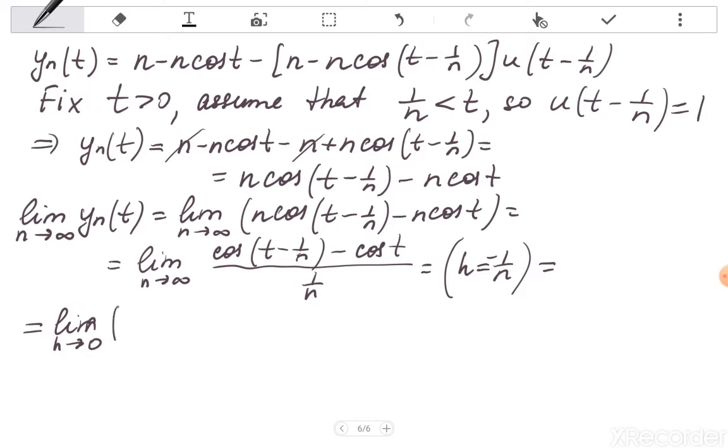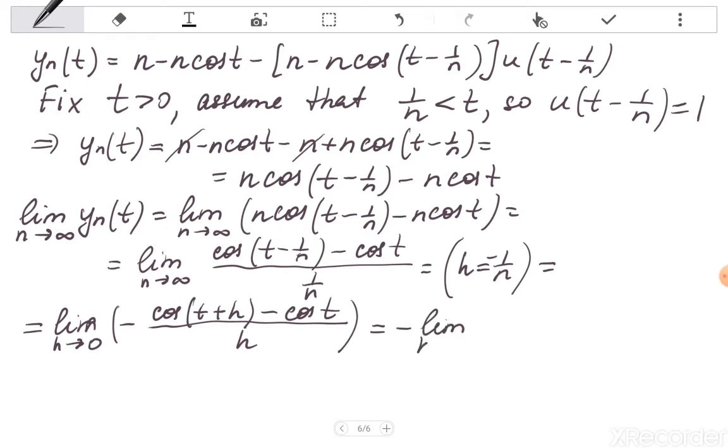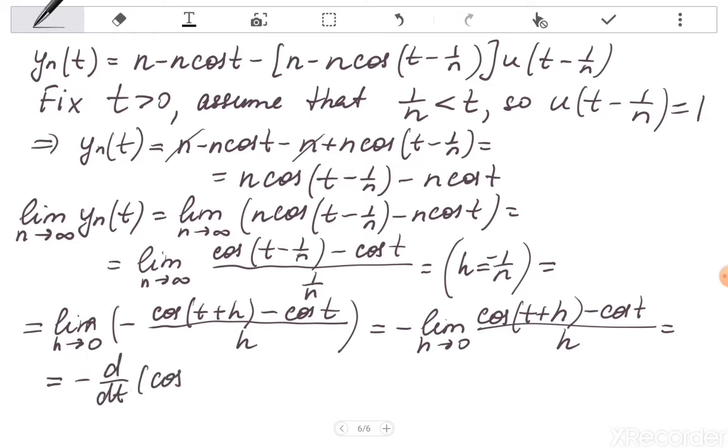So let's write it as minus cosine t plus h minus cosine t over h. This is minus limit h approaches 0 of cosine t plus h minus cosine t over h. And this is exactly the definition of the derivative of cosine, right? So this is minus d dt of cosine of t. And as we know, the derivative of cosine is minus sine. With this minus, that will give us just sine t.